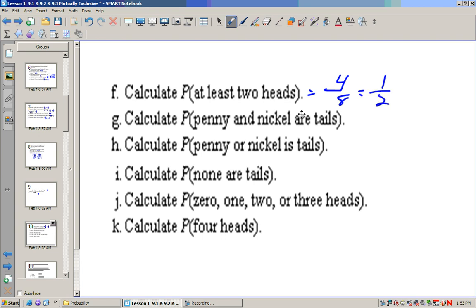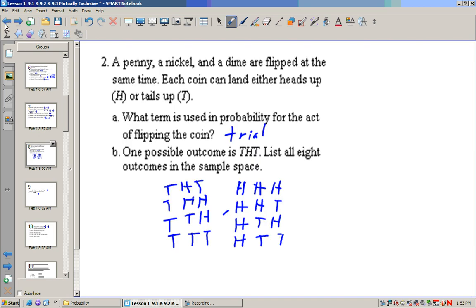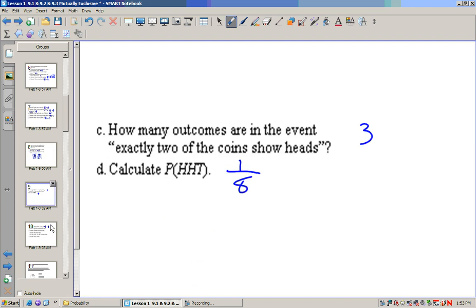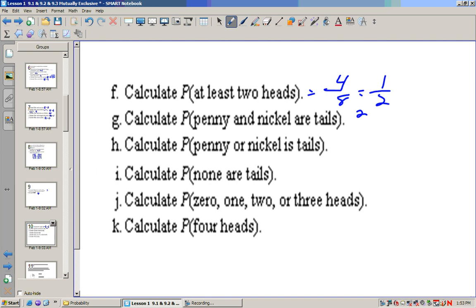The probability that the penny and the nickel are tails. So let's look back at this problem. The penny and nickel are the first 2, so the probability that the penny and the nickel are tails happens once, twice, out of all of them, so that would be 2 out of 8, or 1/4.